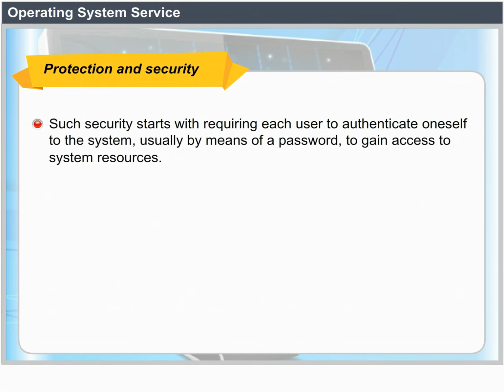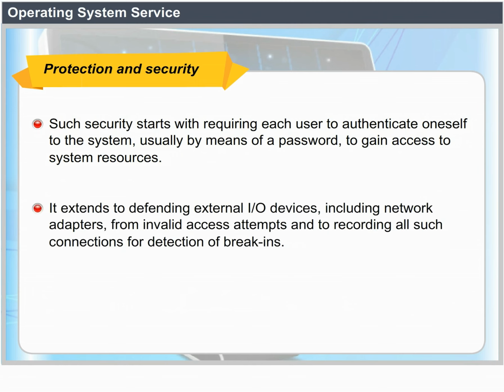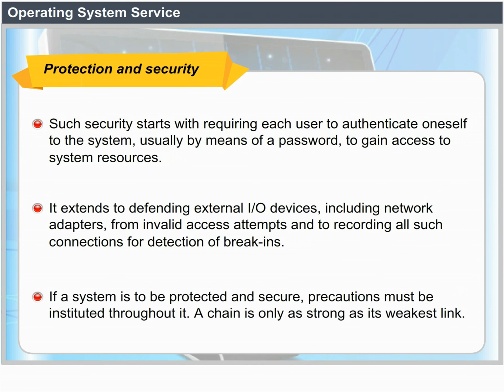Such security starts with requiring each user to authenticate himself or herself to the system, usually by means of a password, to gain access to system resources. It extends to defending external input-output devices, including network adapters, from invalid access attempts, and to recording all such connections for detection of break-ins. If a system is to be protected and secure, precautions must be instituted throughout it. A chain is only as strong as its weakest link.